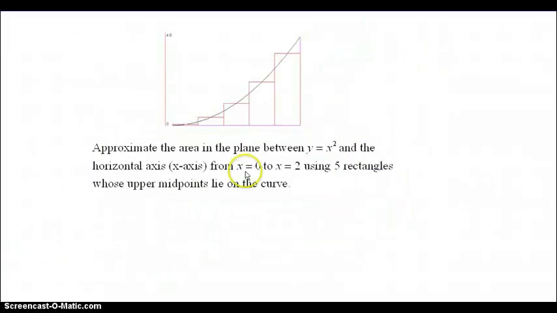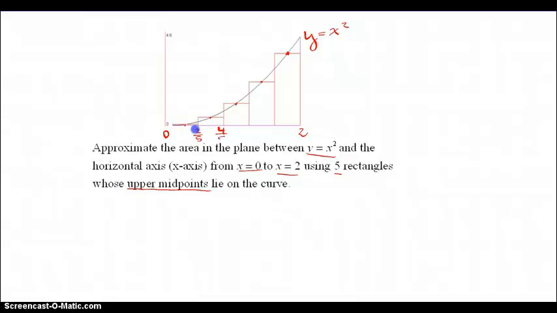Now, let's finally do this one. I don't know if this is the last one, but let's do midpoints. We're going to approximate the same area in the plane between the same function over the same interval using the same number of rectangles. And now we're going to use the upper midpoints. That's what lies on the curve. There's the midpoint of our rectangle. There's the midpoint of our rectangle. Midpoint, midpoint, and midpoint. This is still the function y equals x squared. We still have the same interval, the same number of rectangles.